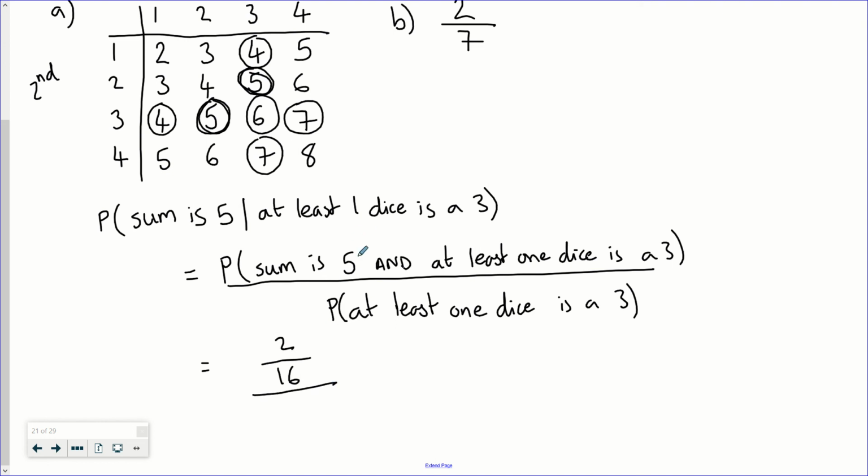And on the denominator, we've got the probability that at least one dice is a 3 when I roll the 2 dice. So again, it's out of 16 options because it's not conditional anymore. And at least one dice is a 3. So we already know that probability because there's 1, 2, 3, 4, 5, 6, 7 choices out of the 16. So the probability of that happening is 7/16. And again, we can times the top and the bottom by 16 to get 2/7, which is the answer that we got before.